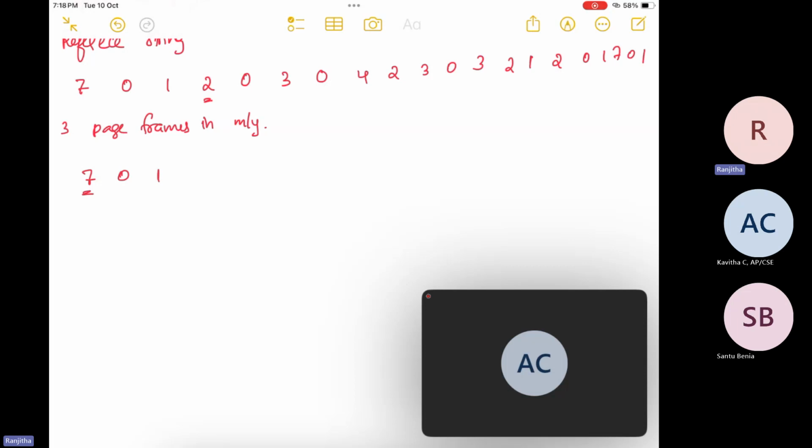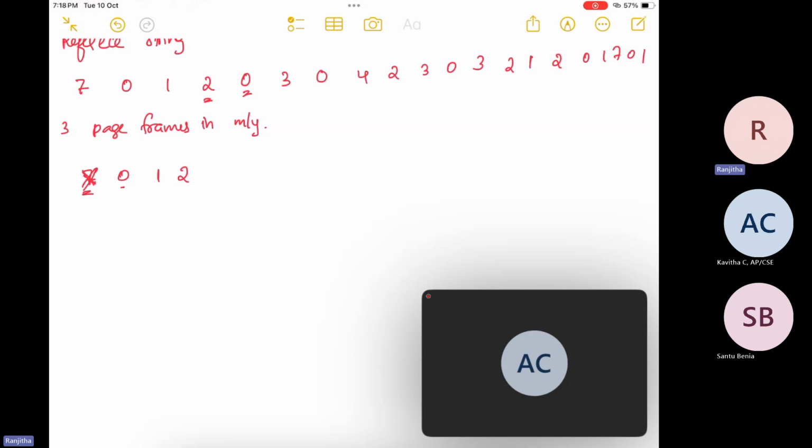So we replace 7 and we bring in 2. Now when 0 is coming, 0 is already available, so we don't need to go and replace it.